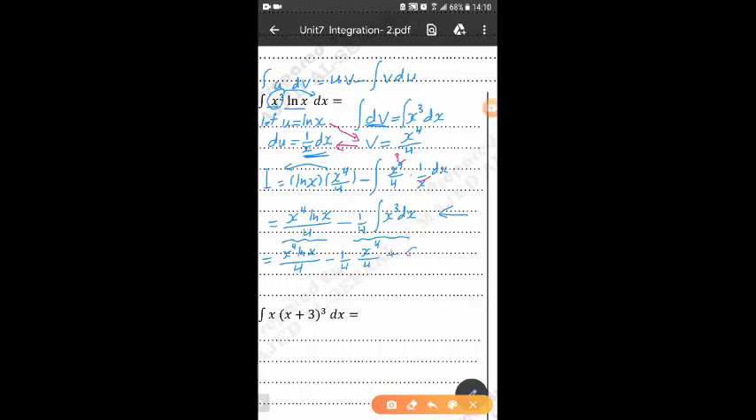Plus c. That's it. I can take 1 over 4 as a common factor, and x4 also as a common factor, to simplify more: 1 over 4 x4, open bracket, we still have ln x from the first term, minus 1 over 4 from the second term. See here, integration of ln x. As I said before, there is no rule for that. How can we do it?